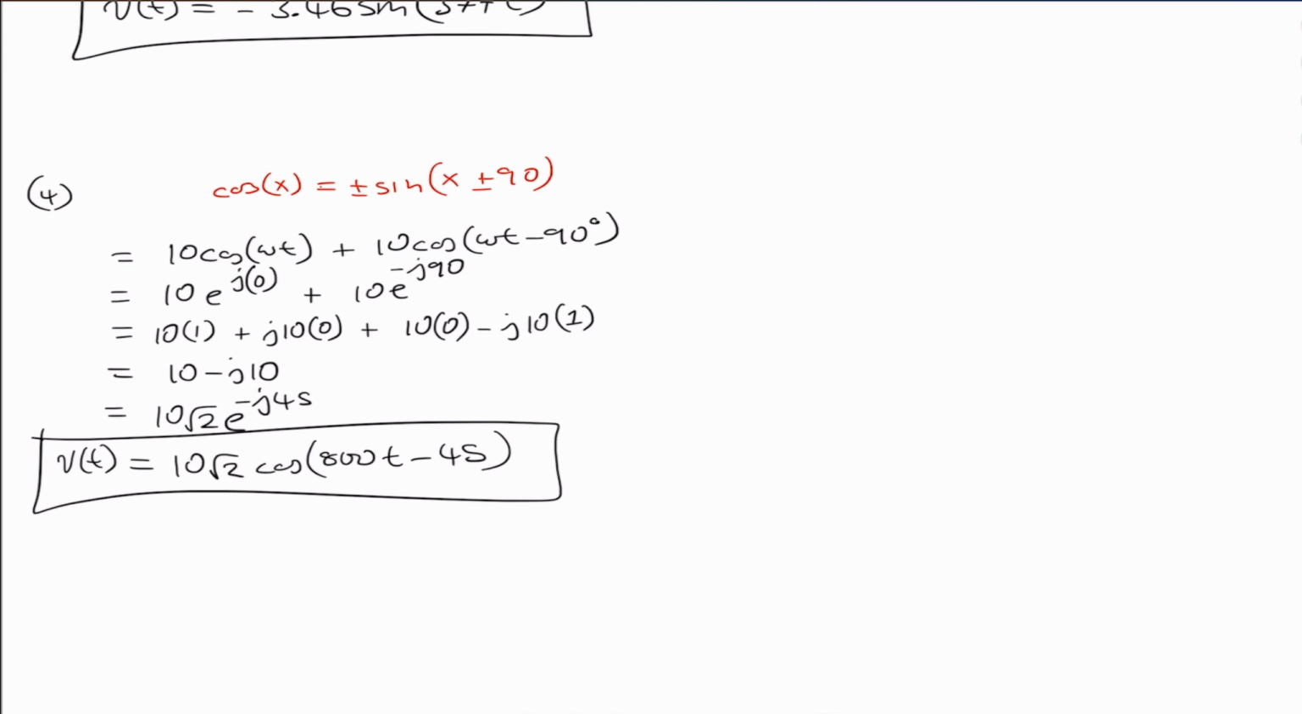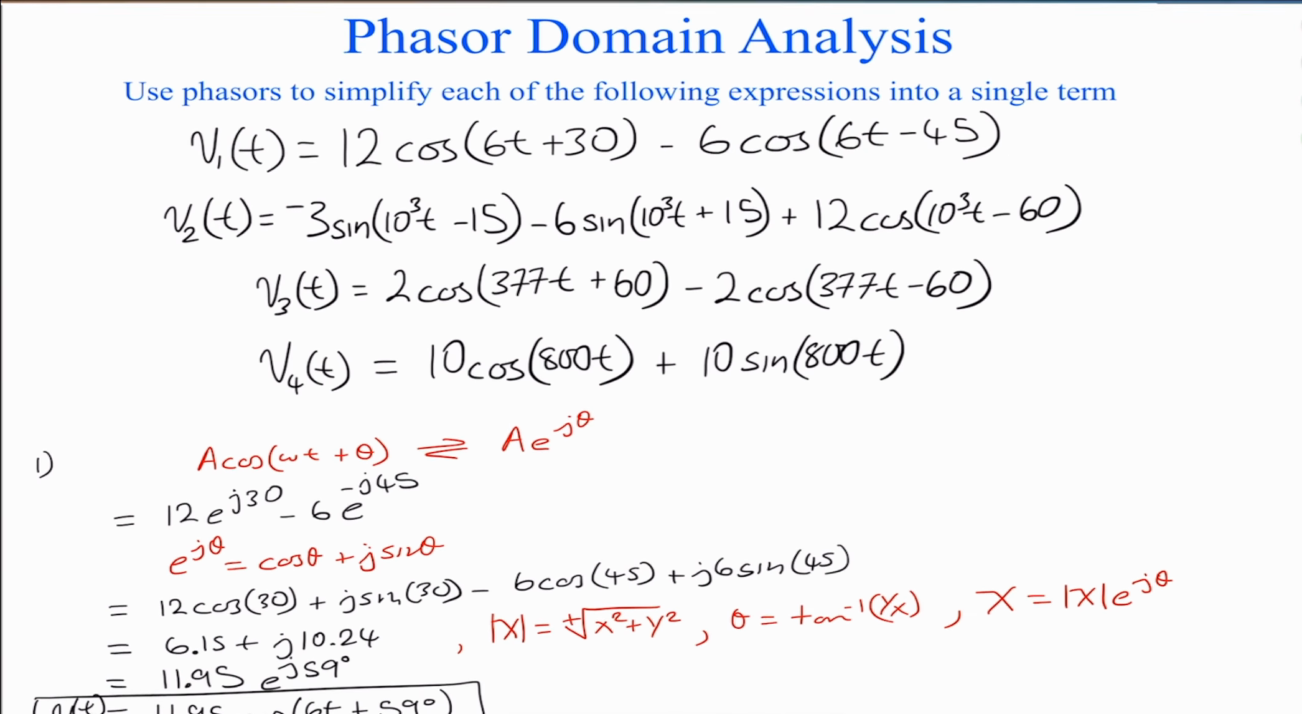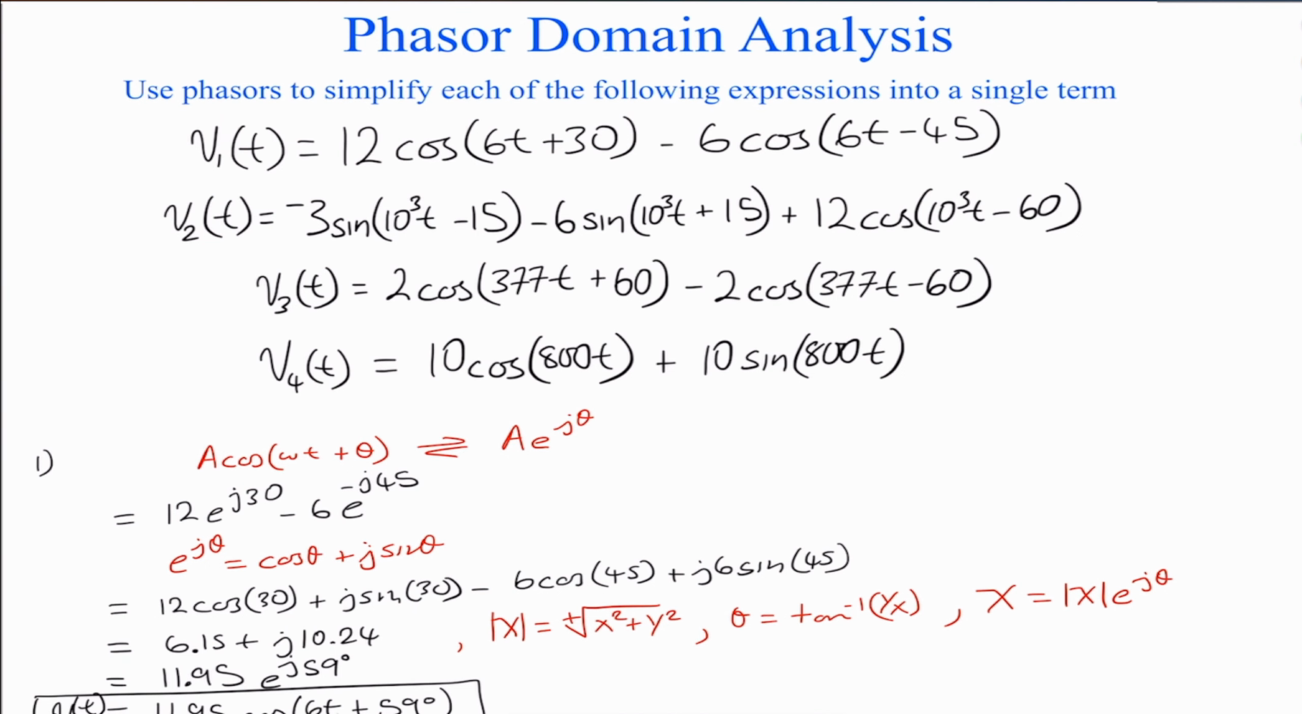So that's how we simplify our expressions from the time domain into a single term by converting back and forth. We convert to the phasor and back to the time domain. While in the phasor domain, it allows us to add, subtract, divide or multiply more easily than if we kept our cosines and sines in the time domain.